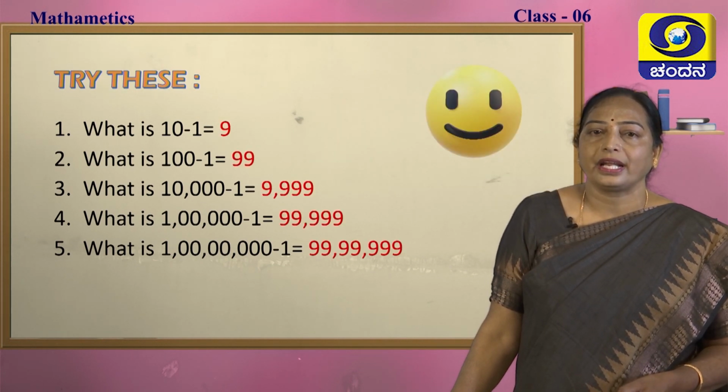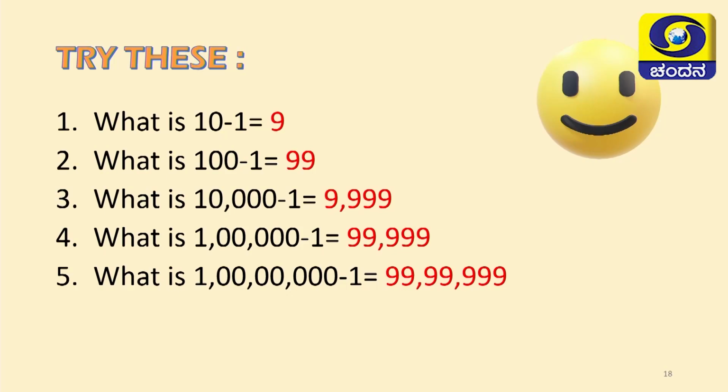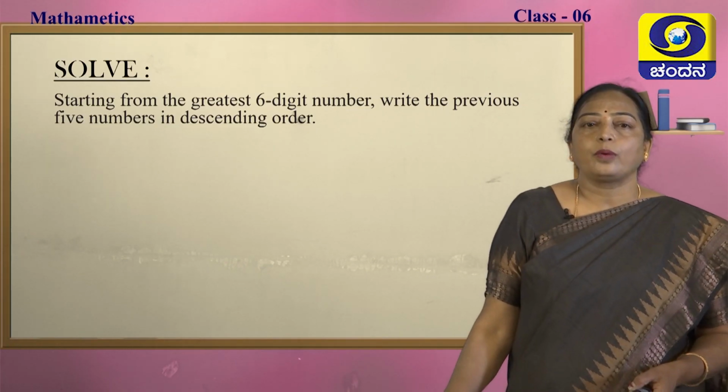Yes, you are right. 10 minus 1 is 9, 100 minus 1 is 99, 10,000 minus 1 is 9,999, 1 lakh minus 1 is 99,999, 1 crore minus 1 is 99 lakh 99,999. Let's go to solve one more problem.